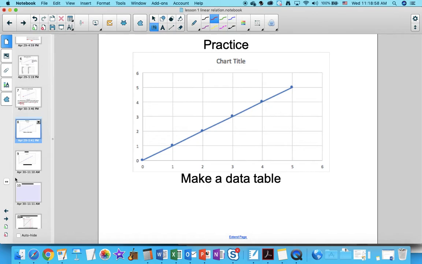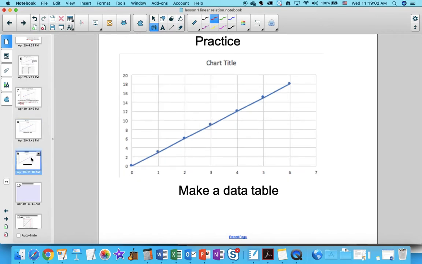All right, hopefully you paused the video. Now make a data table on this chart. Okay, pause the video. All right, I'm going to move on from here.